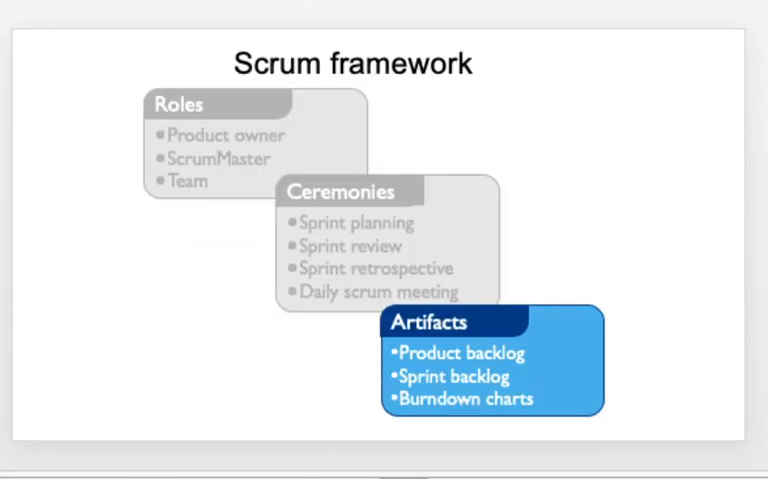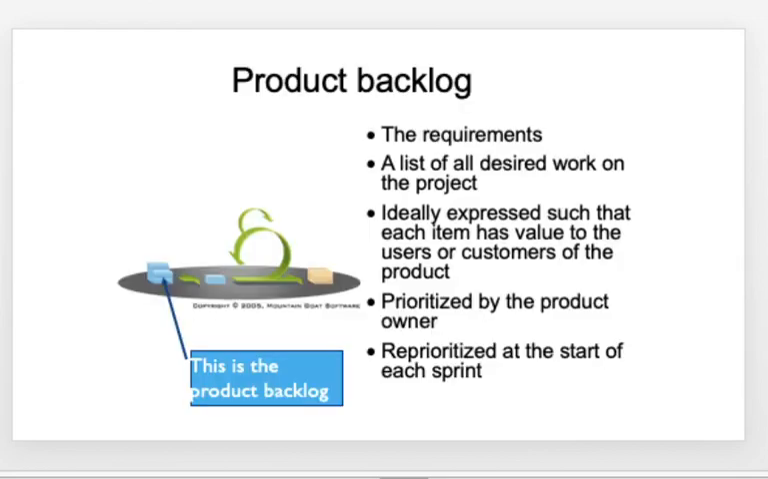Now coming to the artifacts, namely the product backlog, the sprint backlog, and the burn down charts. If you look into the product backlog, the product backlog basically is a set of requirements. So this lists all desired work on the project. So a product backlog, as the term indicates, contains all the requirements for the entire product. So it is almost like a big bucket. It is prioritized by the PO, reprioritized at the start of each sprint. So this is an iterative process.